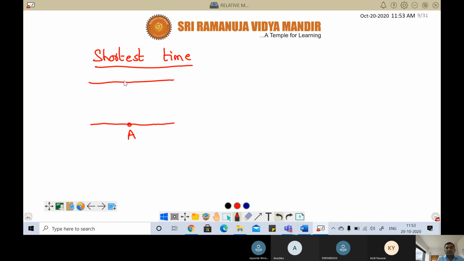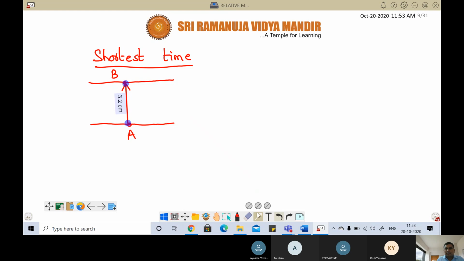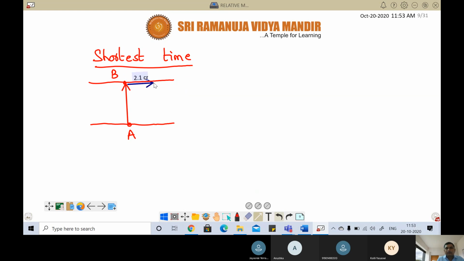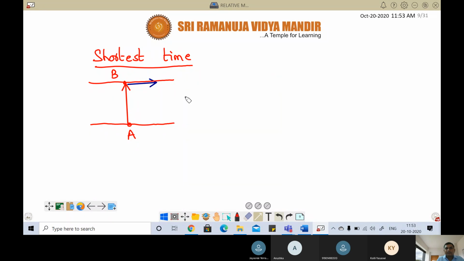This is A, this is B. For crossing the river in the shortest time, first I'll draw with the red vector. This is the red vector, and this is the blue vector, the river velocity, and this is the black vector, finally, the velocity with respect to ground.